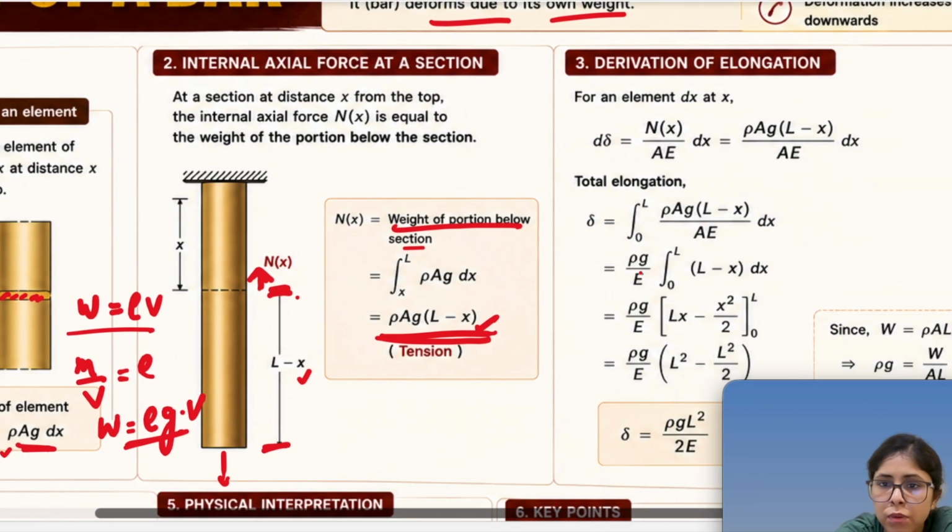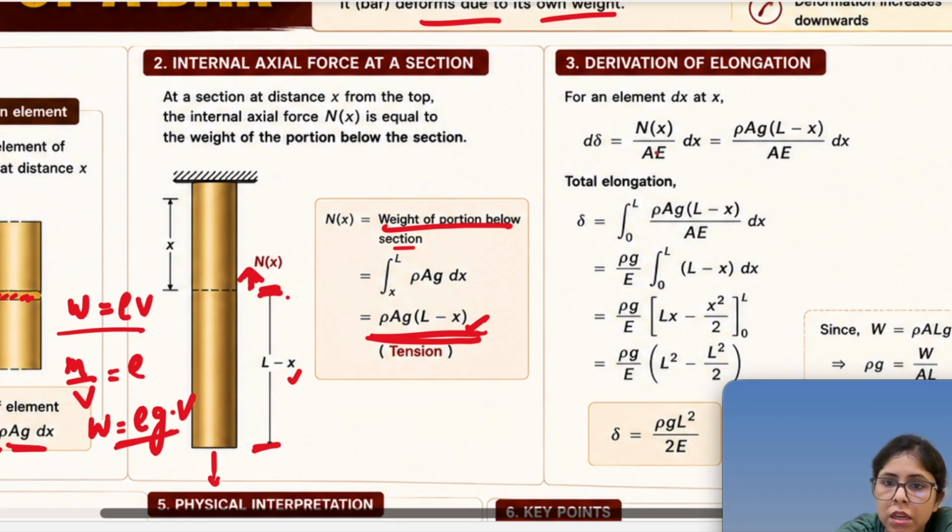Now, if I know the force, can I calculate the deformation? So Nx dx upon AE. Nx, I kept the value rho A g (L minus x), and then dx, and AE. Now we want to know the total elongation, so the total elongation will be from 0 to L. These two A's cancel, and rho g upon E will go out. Now I have just (L minus x) dx.